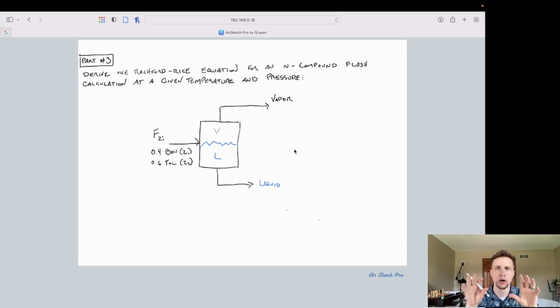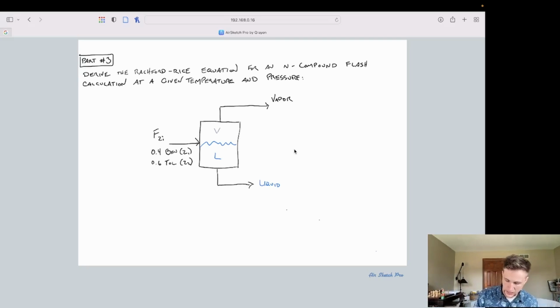Which then leads us to ask: how do we know the amount that is going to be in the vapor phase, how do we know the amount that is going to be in the liquid phase, and then what is the composition of both of those phases? That is the definition of our flash calculation. We have a separation process where our feed gets separated into the vapor and the liquid, and the unknowns are the amount in the vapor phase, the amount in the liquid phase, and the composition of both of those phases. So that is what our flash calculation is asking.